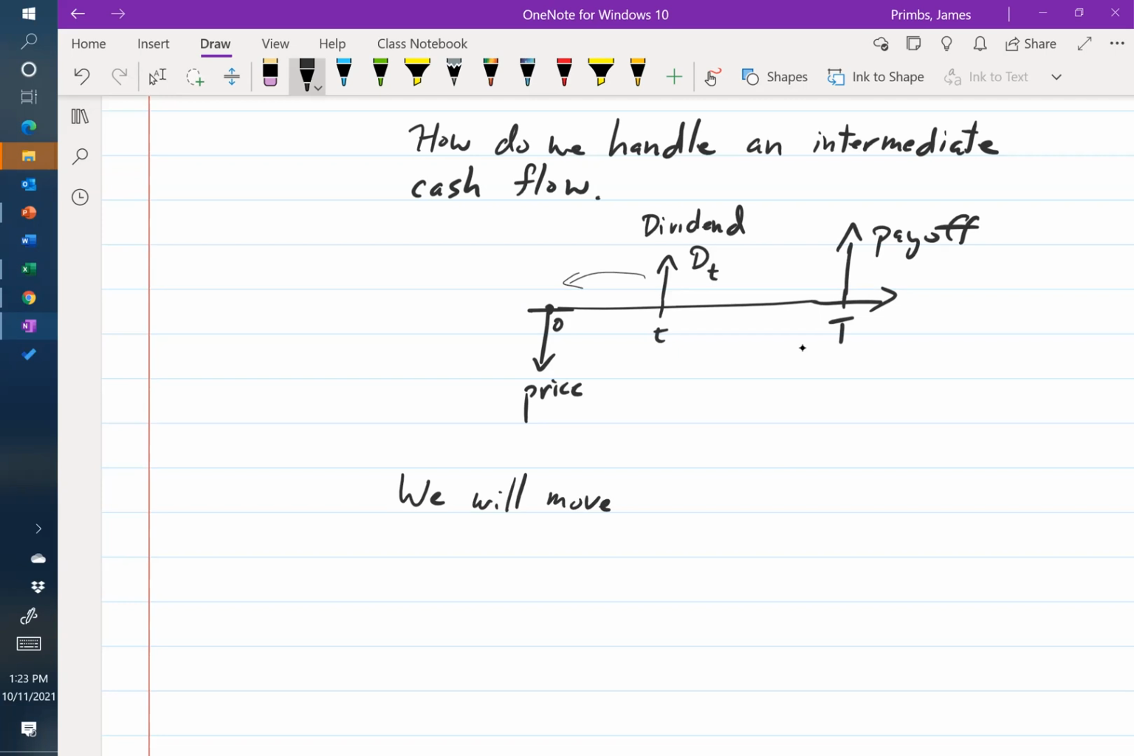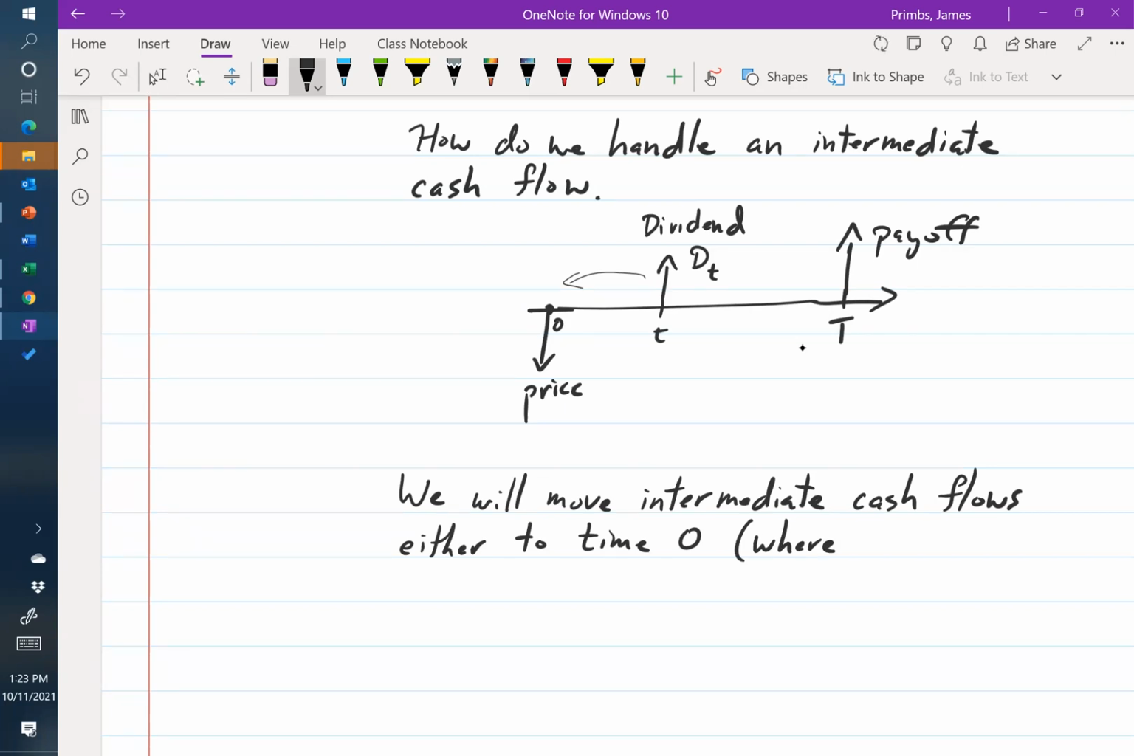So we will move intermediate cash flows either to time 0, and when I do that, I'm going to consider them to be part of the price, or to expiration T.